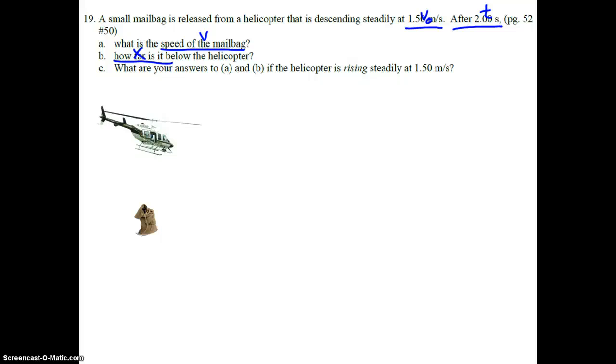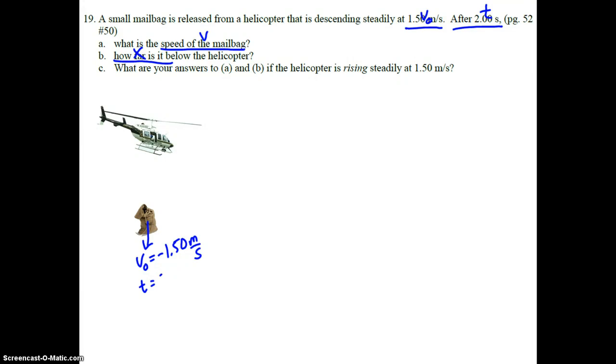Okay, let's start by labeling the diagram here. We're going to do a label for the mailbag. We have the mailbag descending at a v0 of negative 1.50 meters per second. What we're doing here is we're designating the direction down to be negative and the direction up to be positive. We're doing that because of C. In reality, if all we had to do is A and B in this question, we wouldn't have to do that. But at some point, the helicopter is going to be rising, as mentioned in C. So I'm just taking care of this up front.